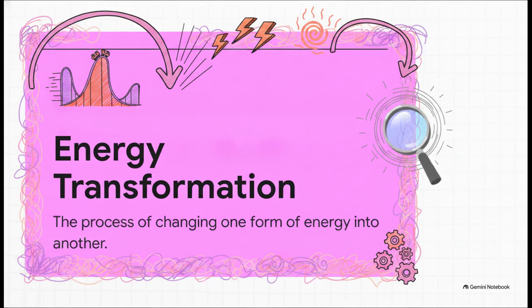Which brings us right to energy transformation. This is simply the process of changing one form of energy into another. Remember our essential question from earlier? Where does energy go? Well, it transforms. It's basically shape-shifting all around us, constantly. Think back to that roller coaster at the top of the hill. The second it drops, boom, that stored potential energy is transforming directly into the active kinetic energy of motion.